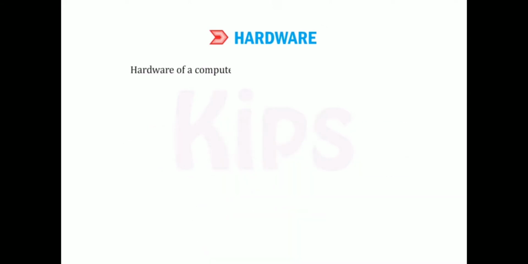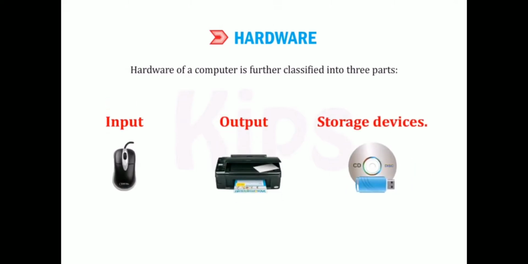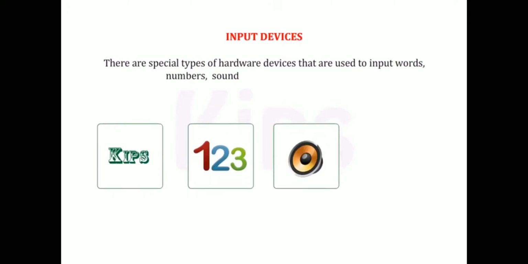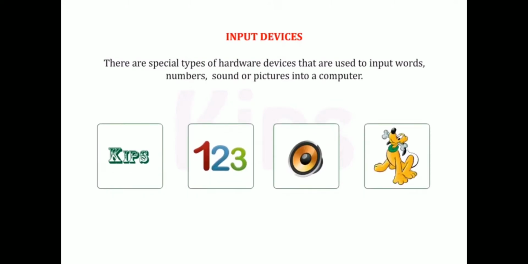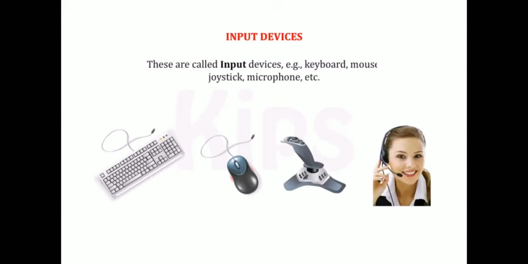Hardware of a computer is further classified into three parts: input, output, and storage devices. Let us talk about each of these in detail. Input devices. Input devices are special types of hardware devices that are used to input words, numbers, sounds, or pictures into a computer. These are called input devices, for example, keyboard, mouse, joystick, microphone, etc.